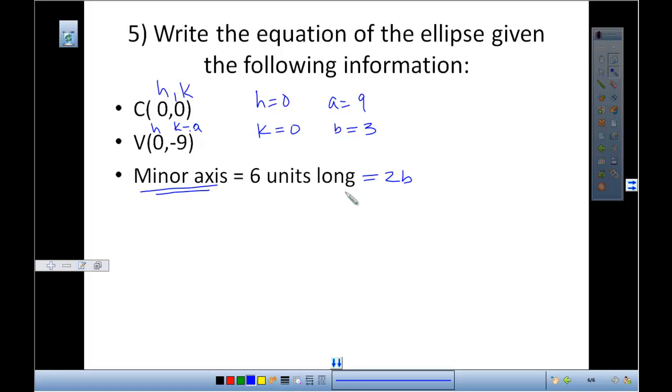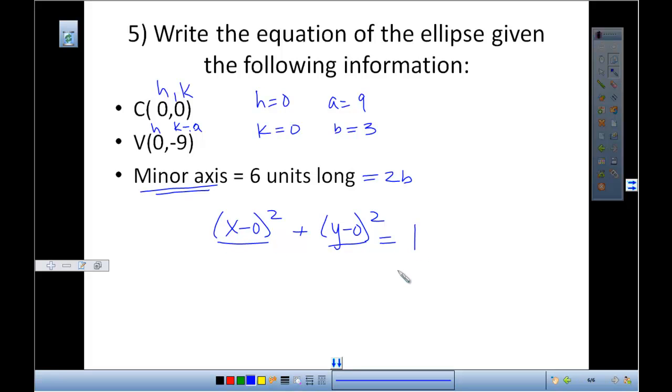Last, we know that if we're going to write our equation, all we need are these things: h, k, a, and b. We could find c, but that really only helps us find the focus, and that's not what we need in this problem. So you can find c if you'd like to, but it's unnecessary for this problem. So let's start with what we know. We know the standard form is going to be x minus 0, or you could just write x squared, plus y minus 0, or just y squared, over something, and that's going to equal 1.